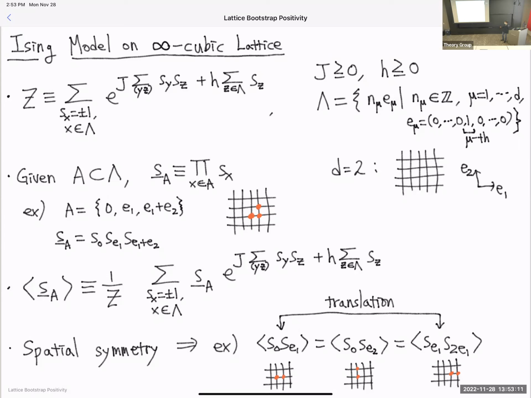And this is the main character of today's talk. We are going to take the expectation value of this spin configuration, which is defined as the following. We normalize by 1 over Z. On the right-hand side, we have this thing inserted, together with this measure factor, and we are summing over all configurations.